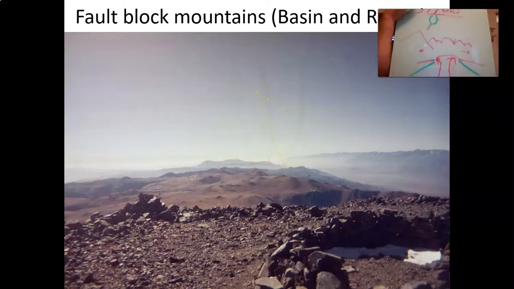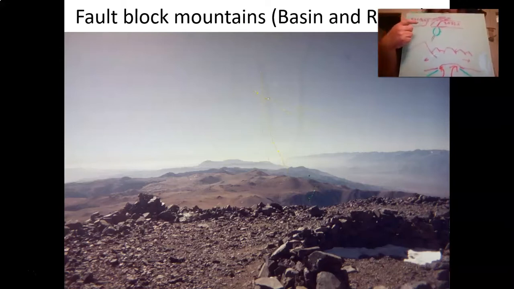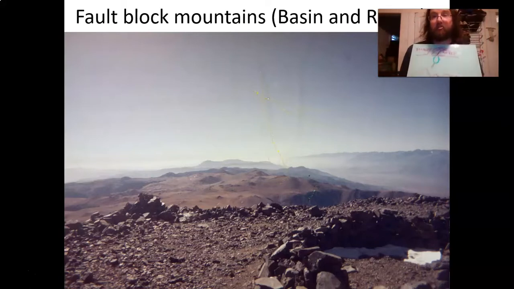You started getting what are called fault block mountains. This one here is Mount Whitney, the highest point in the lower states, the highest point in the U.S. outside of Alaska and Hawaii. And so in this case, your crust is actually thinning, but because there's more heat flow, your crust is lighter, and so it's literally rising up from buoyancy.